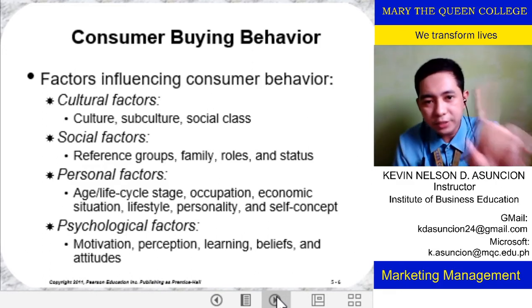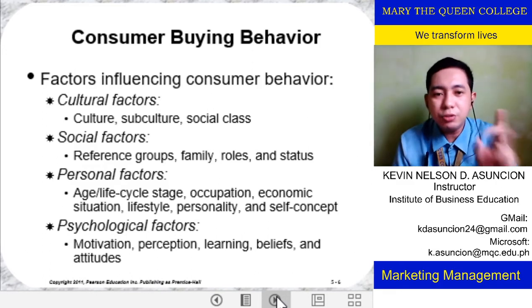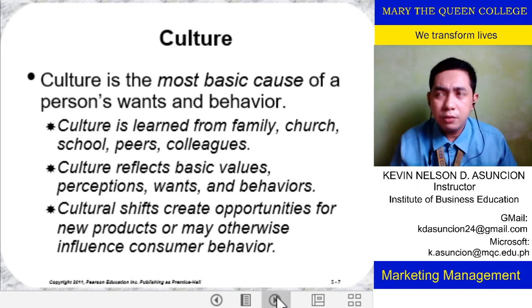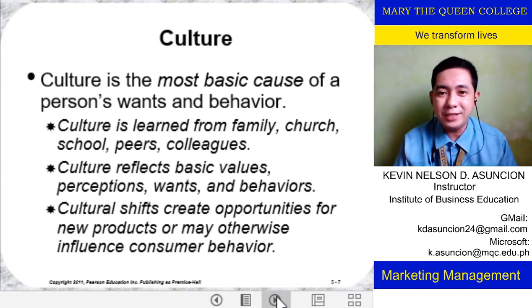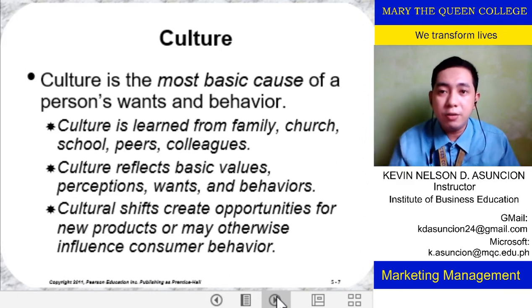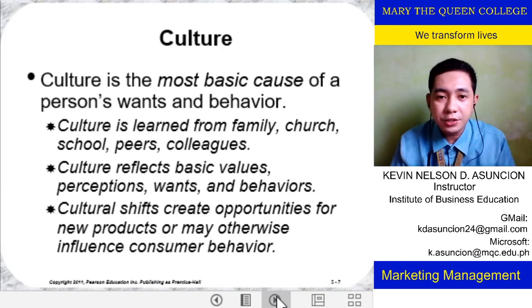We have cultural factors, social factors, personal factors, and psychological factors. Let's just talk first about the cultural factor. So culture is the most basic cause of a person's wants and behaviors. That's the way you are raised, the environment you are in, affects your decision. So culture is learned from family, church, school, peers, or colleagues.